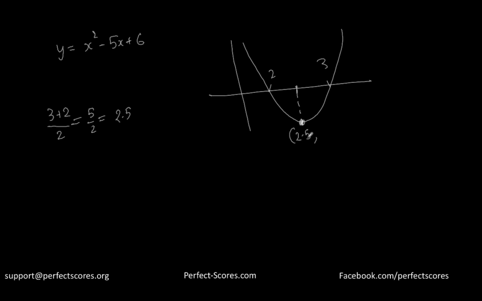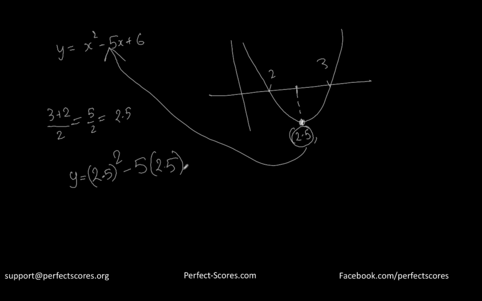You want to find the y coordinate? Just substitute 2.5 in this equation. So the y coordinate is just going to be equal to 2.5 square, I'm just substituting x as 2.5, minus 5 into 2.5 plus 6. This will give you the y. Whatever y comes here will actually come here. So you will have the coordinates of the vertex. Isn't that easy? That's very, very easy.